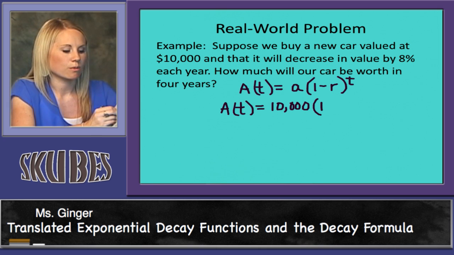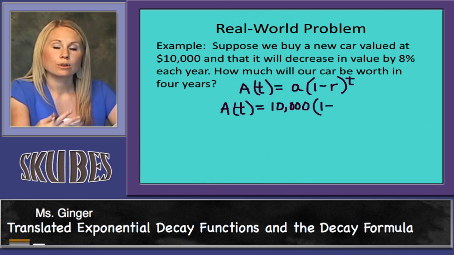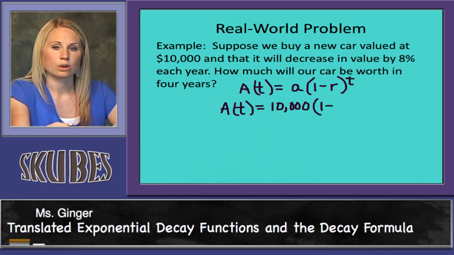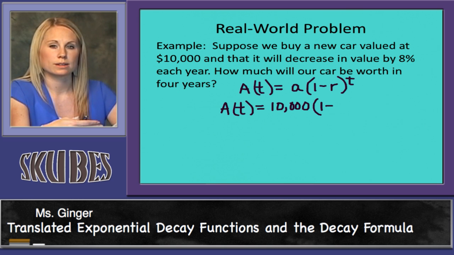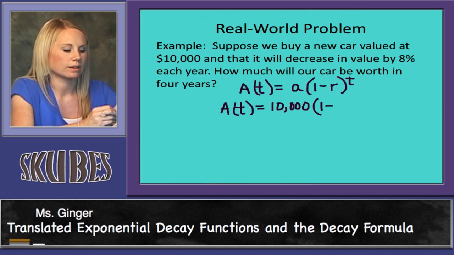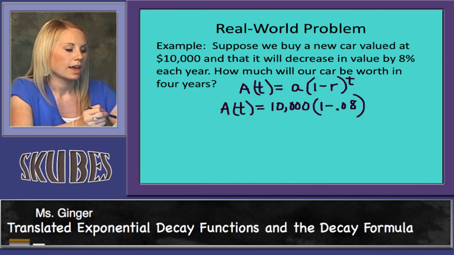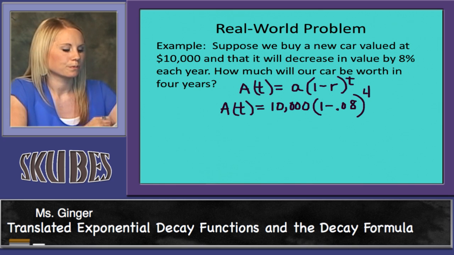Inside the parentheses, we're going to have 1 minus our rate. Now, when you're presented the rate as a percent, you want to calculate it in your calculations as the decimal version of the percent. So you always want to move the decimal over 2 spots to the left before you start calculating. So 1 minus 0.08, that's what we'll use to represent 8% in our problem. And we're looking at a time span of 4 years, so the t is 4.